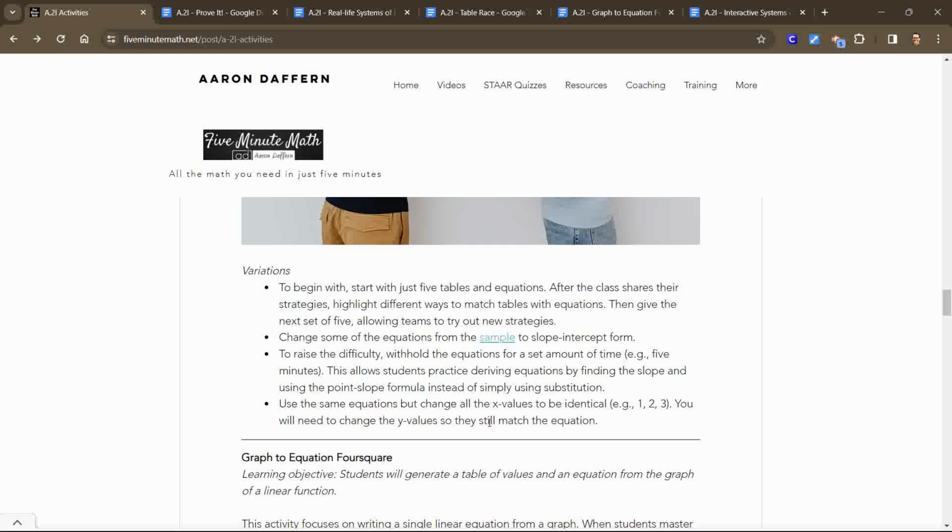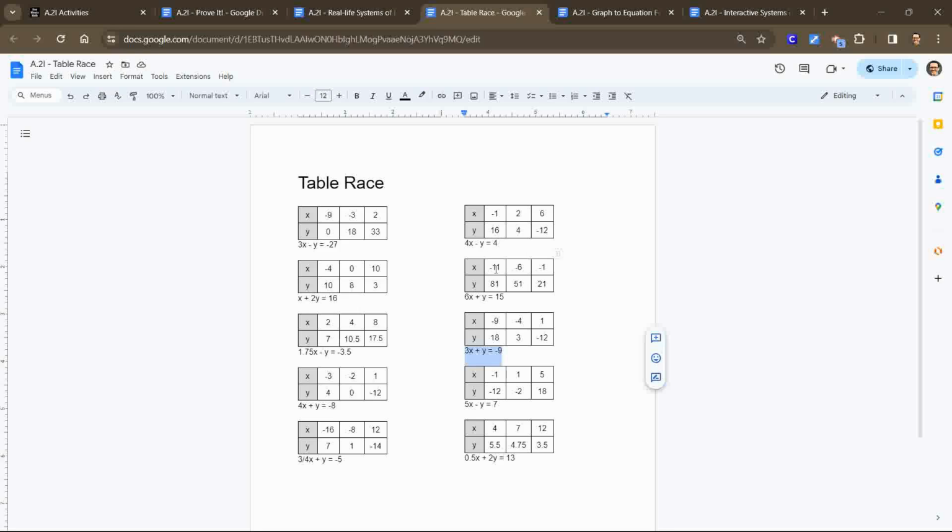And then if you really wanted to make it difficult, use the same tables, right? But you want to change all the x values to be the same. 1, 2, 3, 2, 3, 4, right? And maybe you want to make it 4, 5, 6. You really eliminate those easy x of 1 or x of 0, okay?